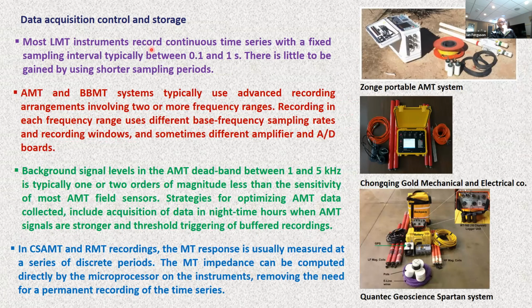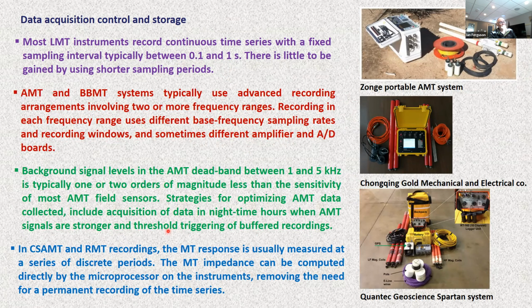Most LMT instruments record continuous time series with a fixed sampling interval, and there is little to be gained by using shorter sampling periods. AMT and BBMT systems typically use more advanced recording arrangements with 2 or more frequency ranges. The recordings in these frequency ranges will use a different base frequency sampling rate and recording window lengths, and sometimes different amplifier and A to D boards.